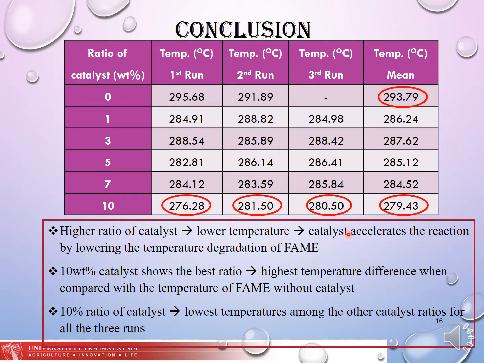As you can see, this is the summarized table from all 3 runs with different ratios of catalyst. The 10 percent ratio of catalyst shows the best results because it shows the lowest temperature of all the catalyst ratios, and it shows the highest temperature difference when compared to the FAME oil without catalyst. Therefore, 10 weight percent was chosen as the best ratio of catalyst.